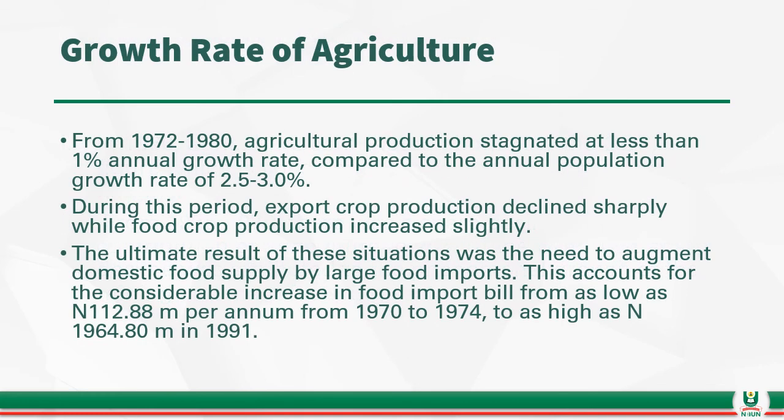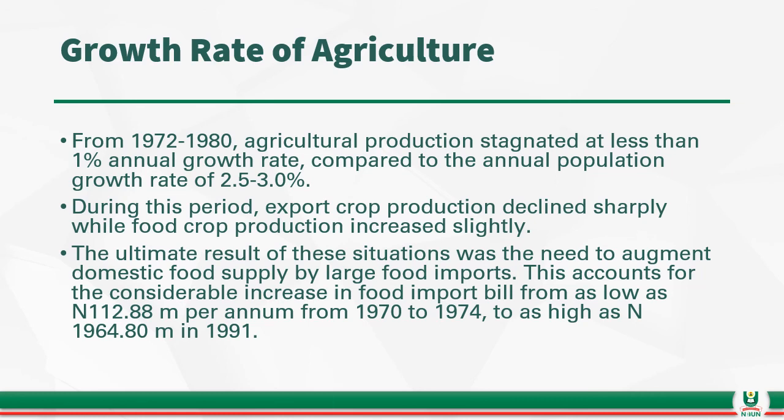Meanwhile, talking about the growth rate of agriculture from 1972 to 1980, agricultural production stagnated at about 1%, compared to the annual population growth of 2.5 to 3%. That was from 1972 to 1980. And during this period, export crop production declined, while food production increased.